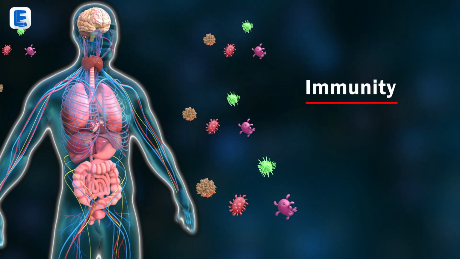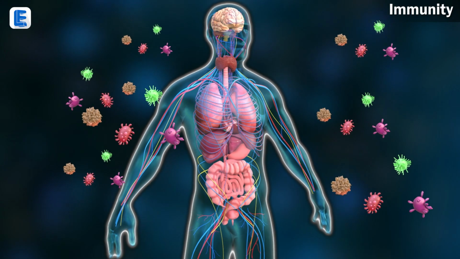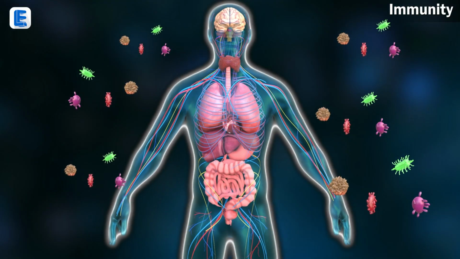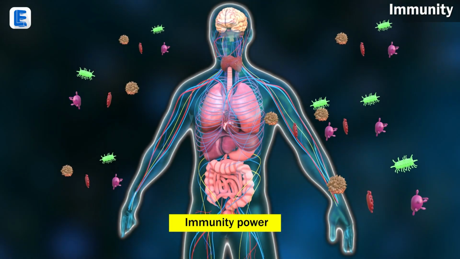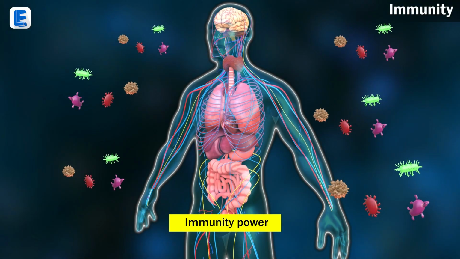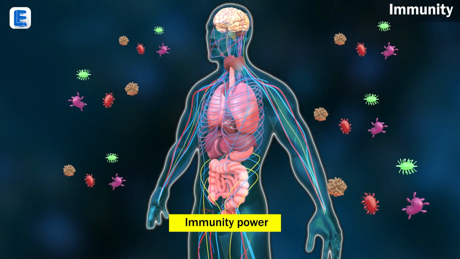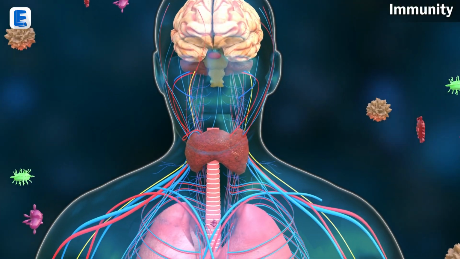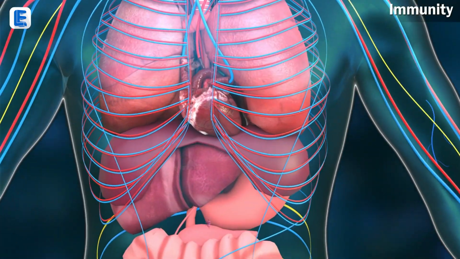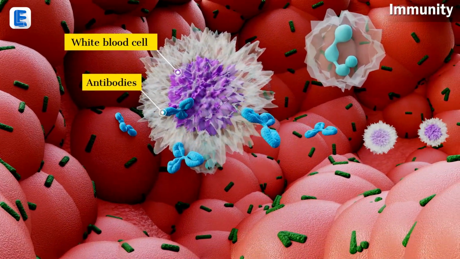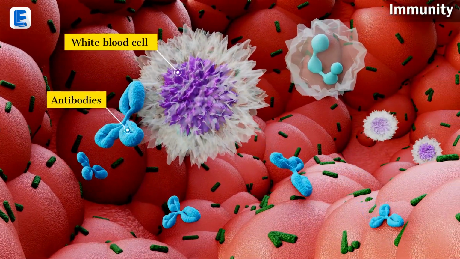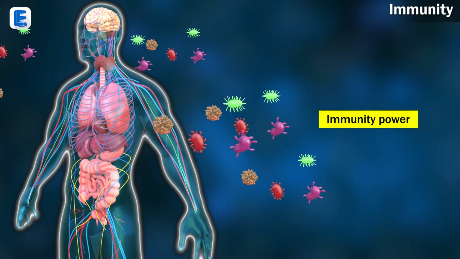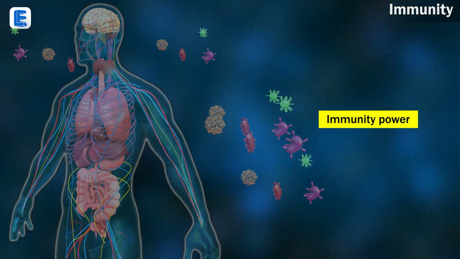Immunity. With the help of the immune system, the total power of the body to fight against disease-causing microorganisms is called immunity power. Every day, our body comes in contact with many disease-causing agents, but only some lead to diseases. The reason is our body has the capacity to release antibodies against these pathogens and protect the body from diseases. This protective mechanism is called immunity power.